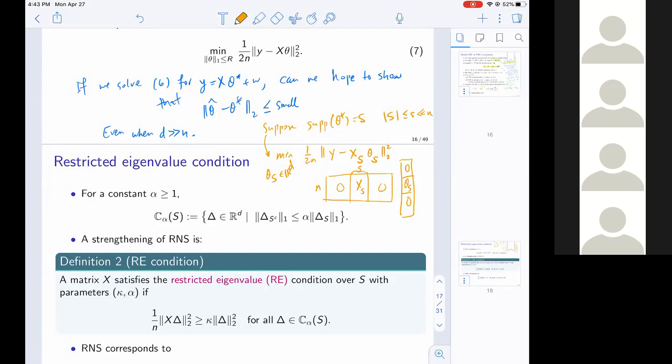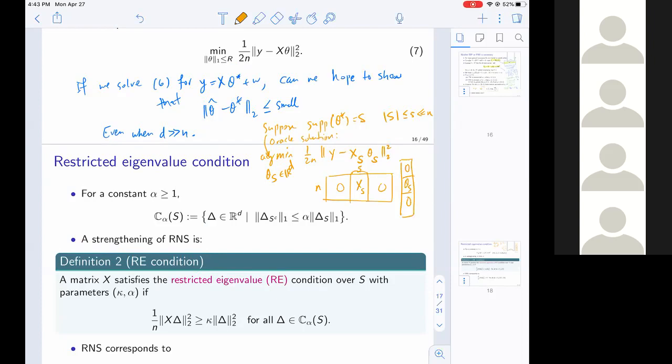You solve this and you get a solution, which would be different from theta star S. And so the question is, how close can we get to this oracle problem? Rather than trying to recover the exact theta star, can I recover something which is close to this oracle, which knows the support of theta? That would be our goal. This is the oracle solution. Does that make sense?